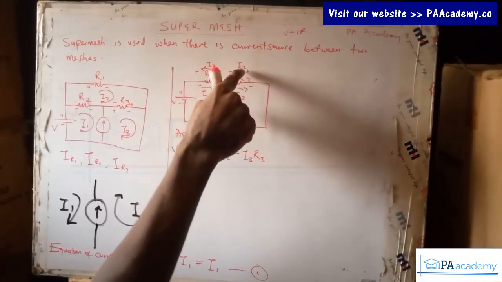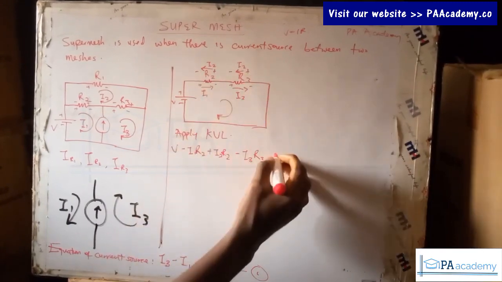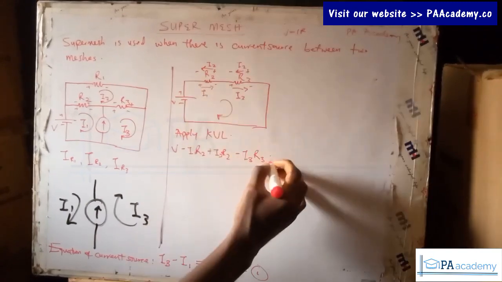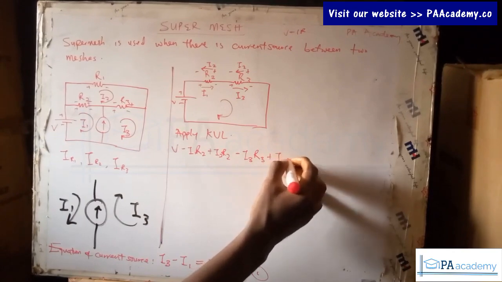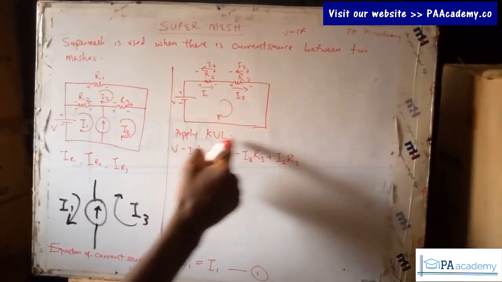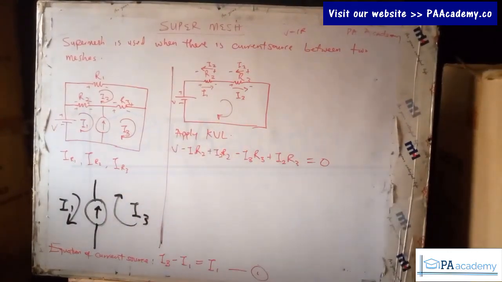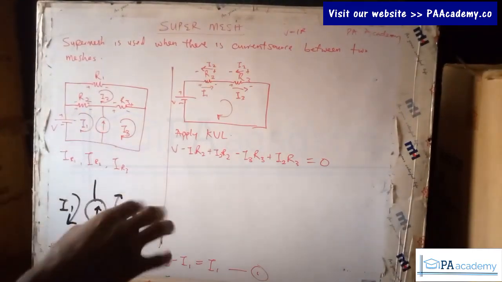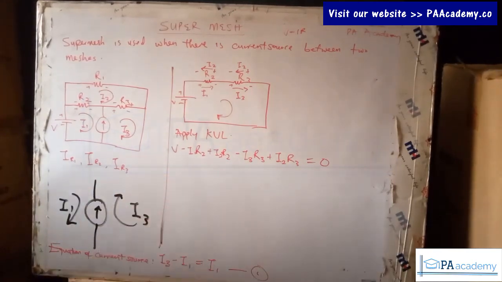Now for this other current I2 that is flowing through this resistor, this is from minus to plus, so that's going to be plus I2 R3. Then we come back to the voltage, so there's nothing there. That's all equal to 0. If this is not clear to you, just pause the video, watch it slowly or watch it again, or just follow along. We are still going to be using real numbers. Now I'm using alphabets just to give you an idea of how supermesh works.